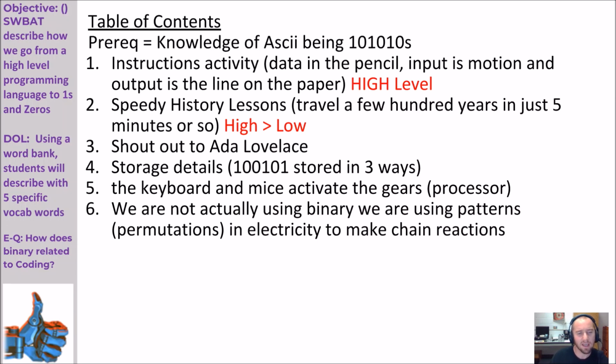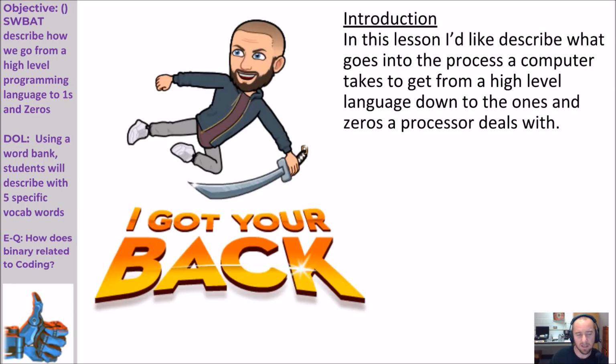And at the end of the day here, we are not actually using binary. This is what I want you to know. We are using patterns, that is permutations in electricity, to make chain reactions happen. So if I misrepresent anything, please be patient with me. Please forgive me for that misrepresentation. The big goal of this lesson is just to get students comfortable with computer science, because it is a very intimidating field. So in this lesson, I present a lot of tricks and ways to think about computers. That way you just feel more comfortable learning to program them.